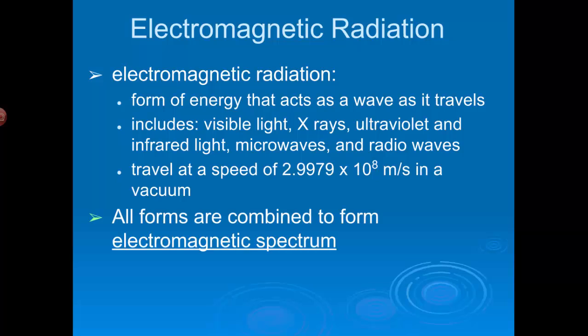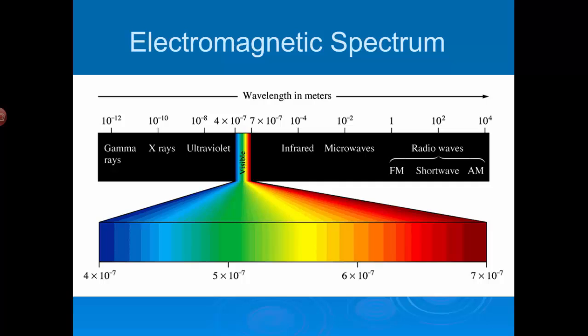When we put all these together, we can arrange them according to several properties to form something called the electromagnetic spectrum. This should be very familiar to you. You've used it before, and in this case it breaks down the types of electromagnetic radiation by wavelength. Okay, but we can do this certainly by energy or by frequency, any of the properties that we're familiar with.